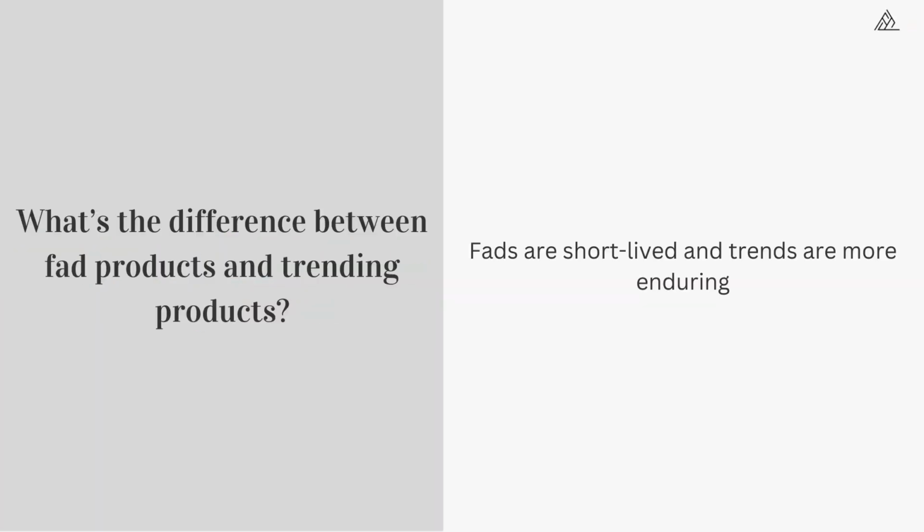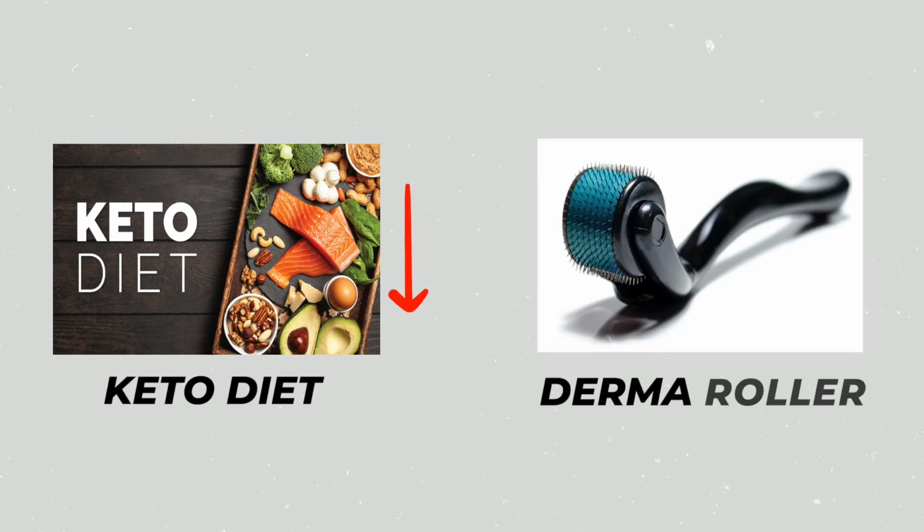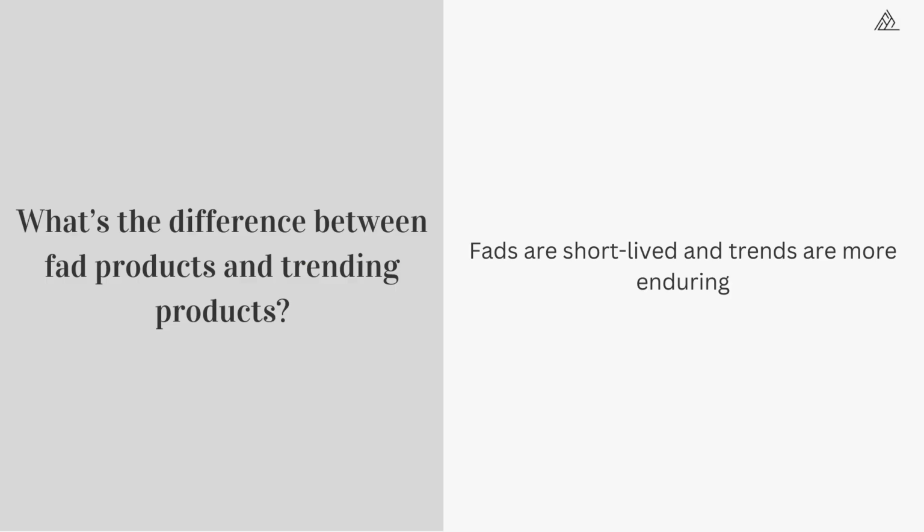What's the difference between fad products and trending products? Fads are short-lived and trends are more enduring. If you see a trending product on the downswing, like the keto diet, you might want to stay away from it because what that's telling us is that the keto diet is starting to die down and the market is slowing down. But if you see a trend that's more like the derma roller, that's more consistent and steady for a longer period of time, then that's a safer bet. That's telling us that there's still demand for the product and it doesn't look like it's going anywhere anytime soon.